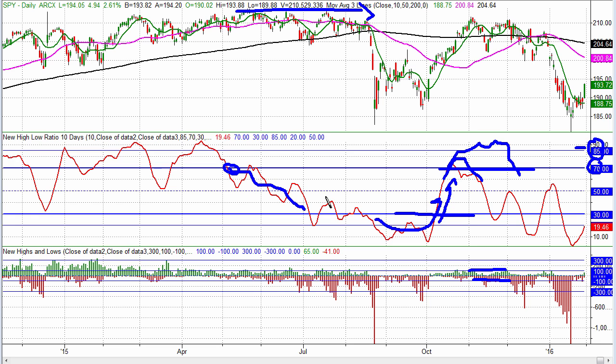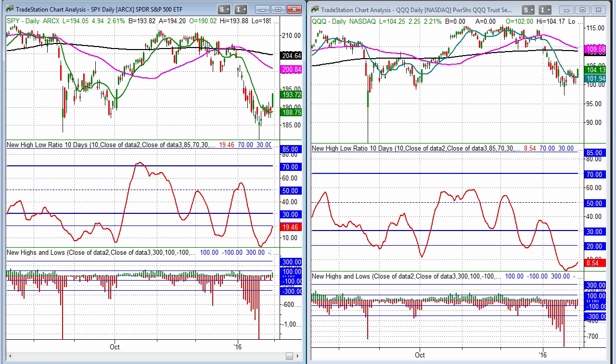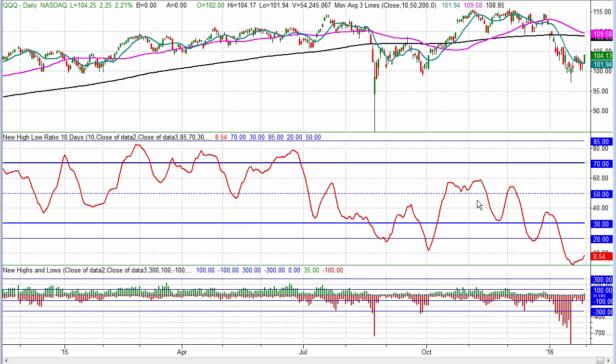All right, so that's how you look at this indicator, and we look at it now, and we see that neither the bottom line, the absolute levels of new highs or new lows, have really flagged anything great. The ratio has turned up, so that's a positive, but we really want to see it come up over the 30 to give this turn up more of a stamp of approval.